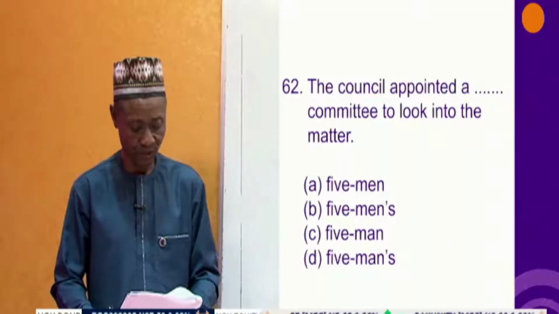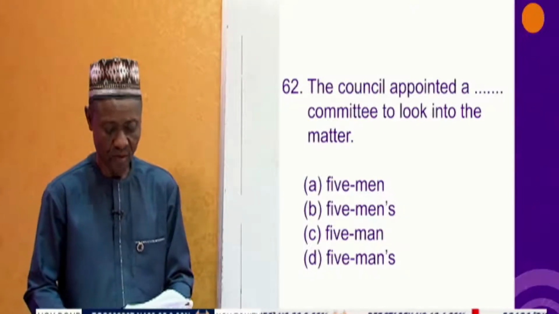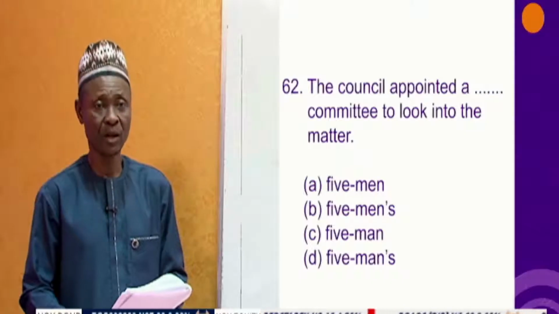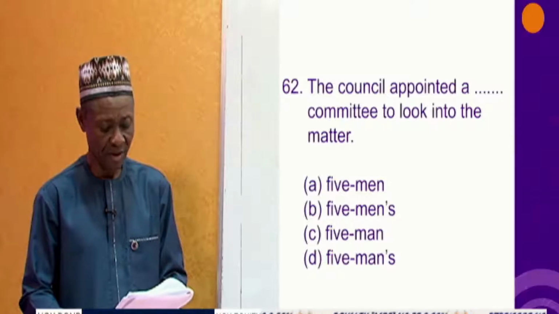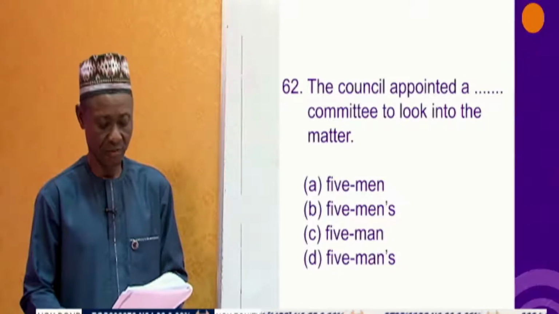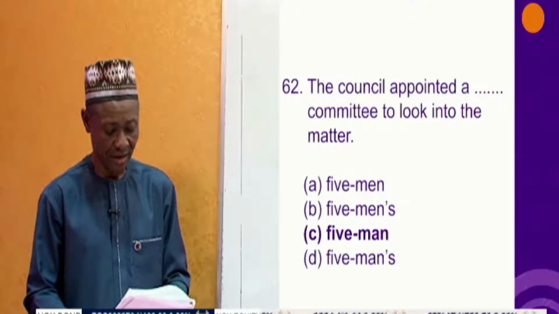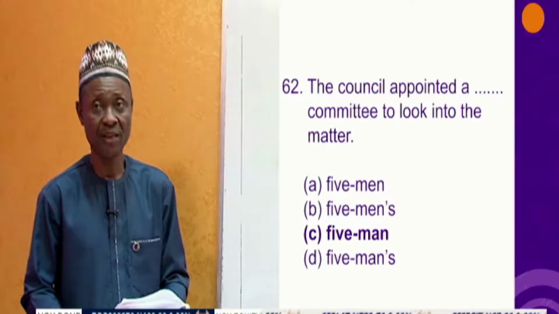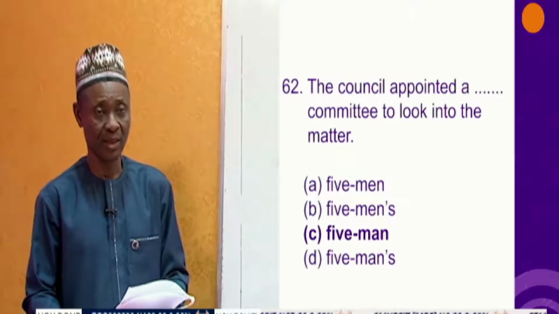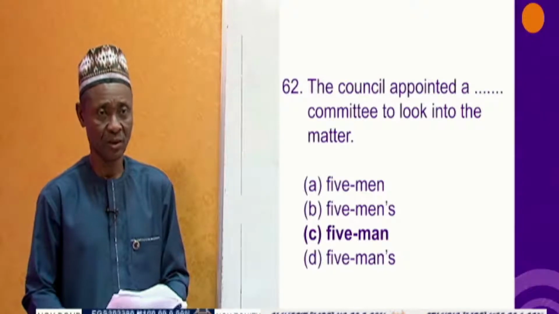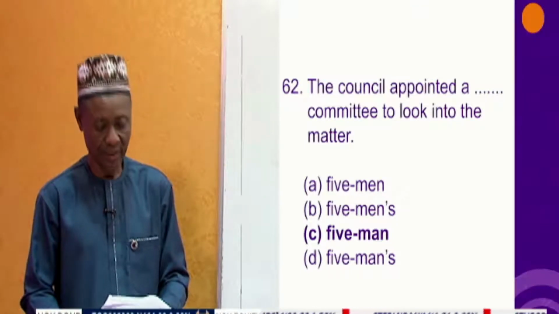Question number 62. The council appointed a dash committee to look into the matter. We have the following options. A 5-man, B 5 men, C 5-man, D 5 mans. The accurate answer is option C, which is 5-man. When two nouns are used by bringing in a hyphen between them, they become an adjective, which is otherwise called compound adjective in a sentence. So take note.